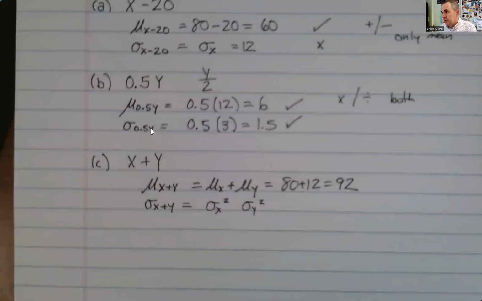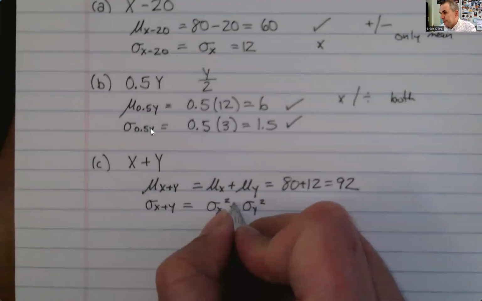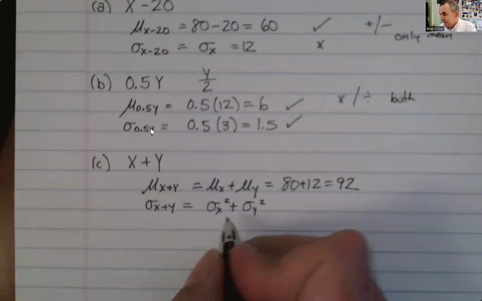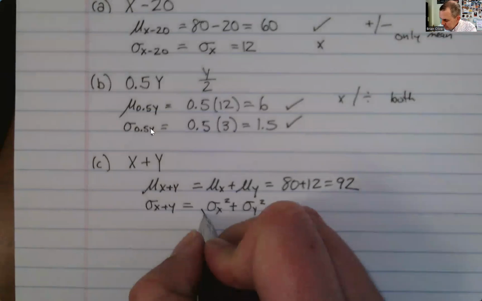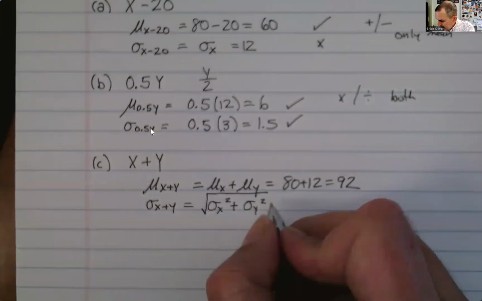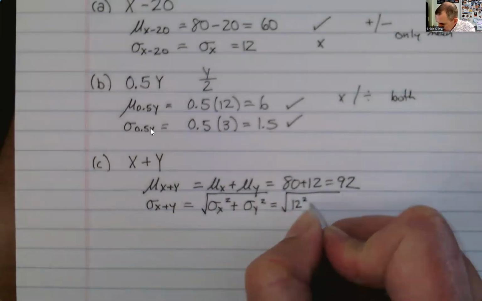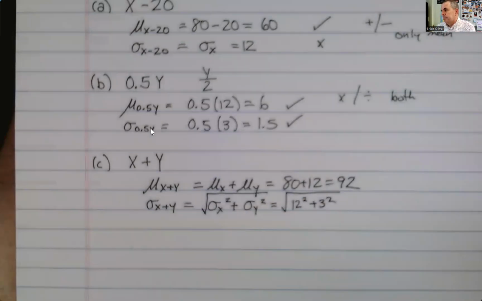So I turned each one of my individual standard deviations into a variance, and then I'm going to add them together. That's going to give me a combined variance. To turn it back into a standard deviation, I take the square root. So what I'm going to have is the square root of 12 squared plus 3 squared.